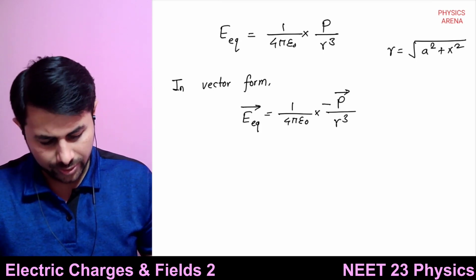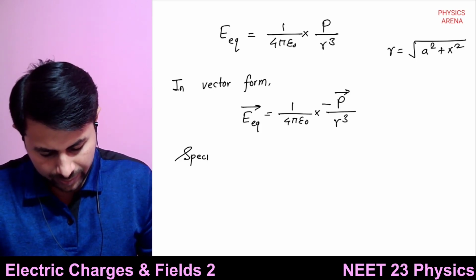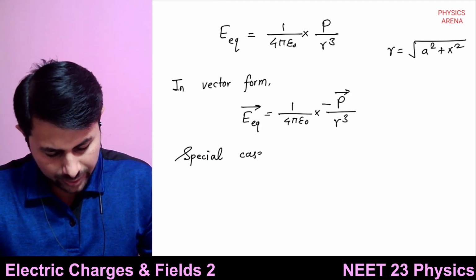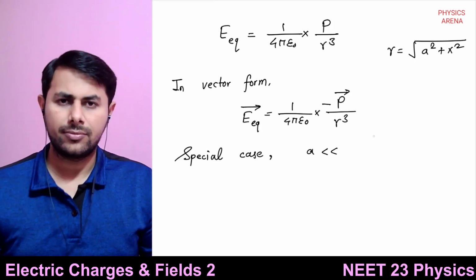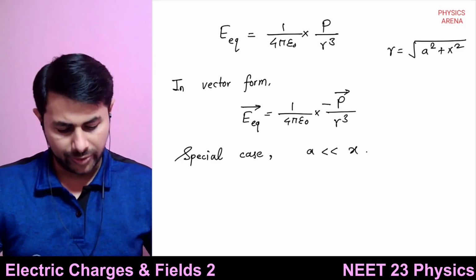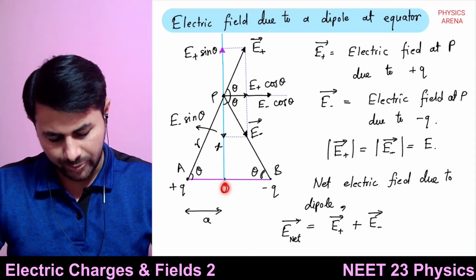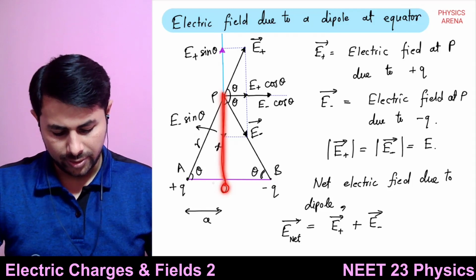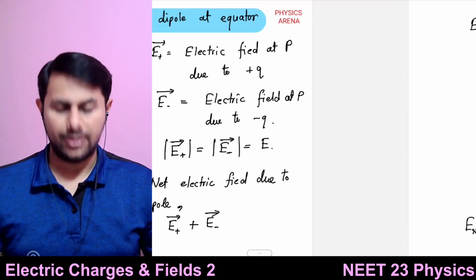So we often require that A is very, very small compared to X. What is X? The distance of point P from the midpoint of the dipole. So the length of the dipole is very small compared to this distance.